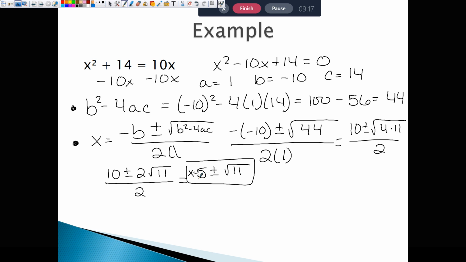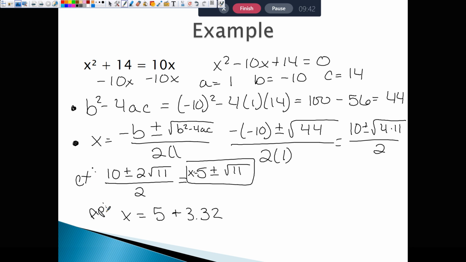So what is the square root of 11? You guys have a calculator. I do not have a calculator in front of me. Type in 11 and then hit the square root button, please. 3.32. Yeah, we're going around. We're finding approximate. So this is my exact. This is my approximate answer.